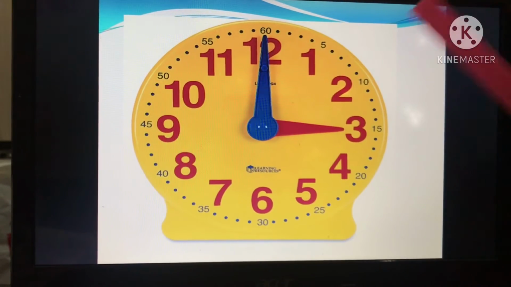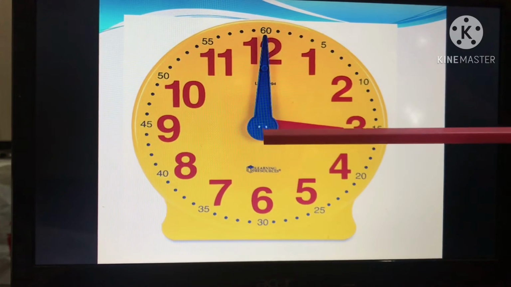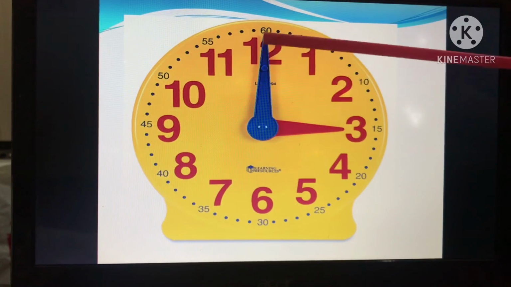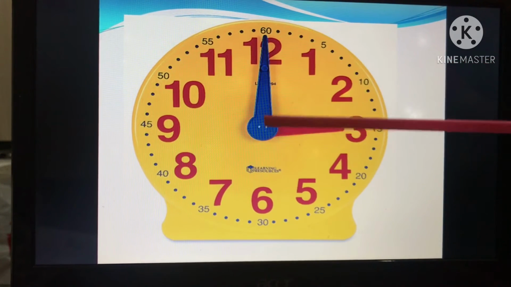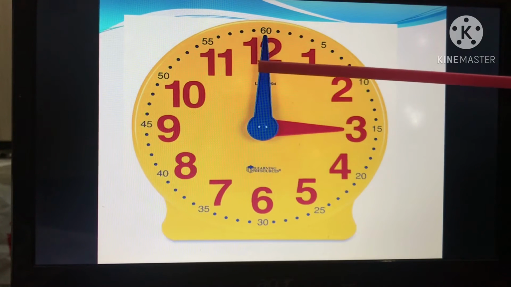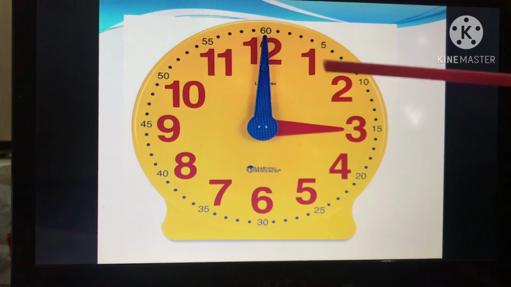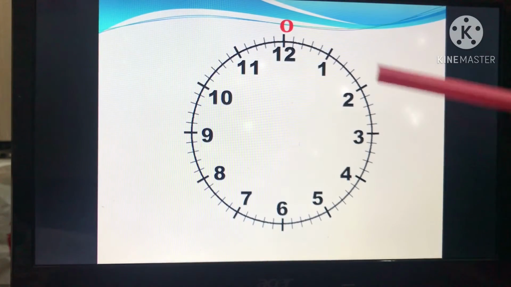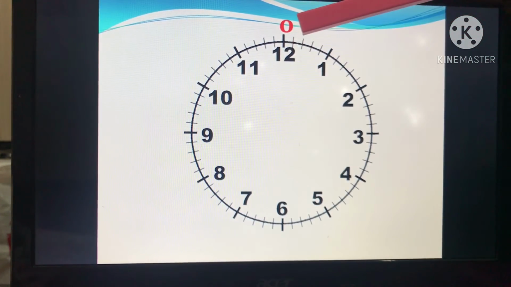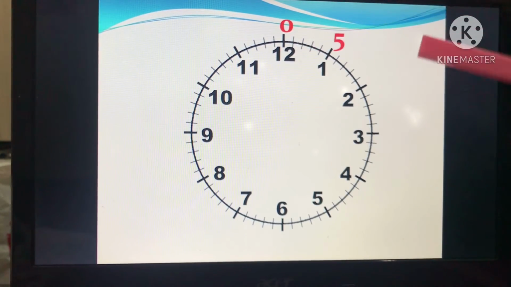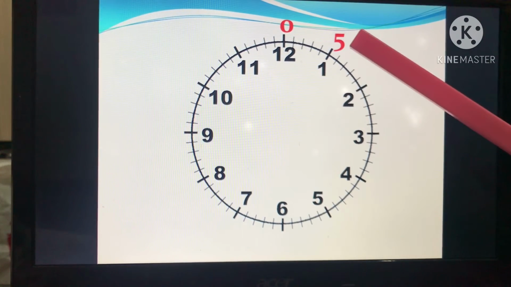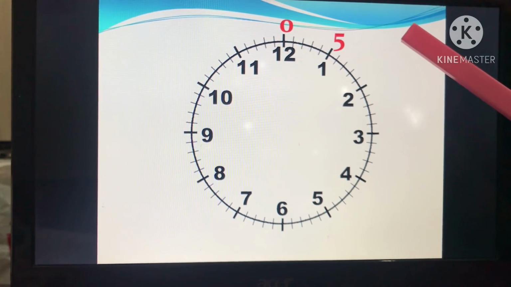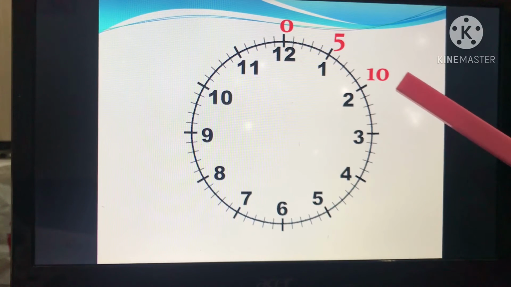Next, we will discuss the minute hand. Again, the longer hand is what we call the minute hand. And how will we read the minute hand through the numbers? So we have here 0, 1 is 5, so that will be 5 minutes. 2 is 10 minutes.